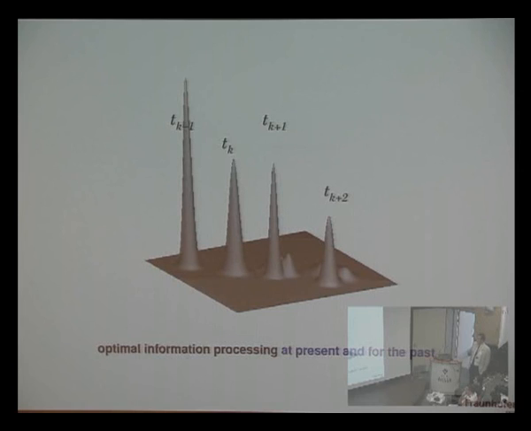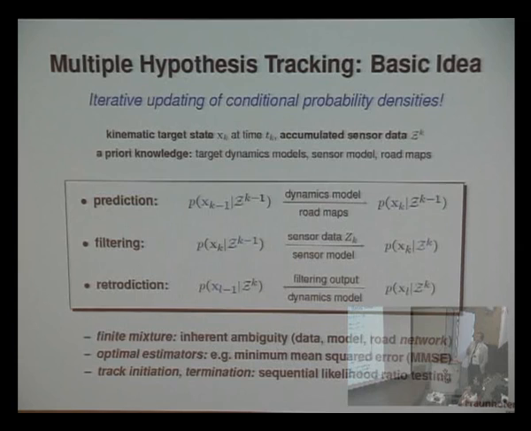So if you apply this, we have here an example of optimal information processing at present and for the past. So that's the general idea. And before I go into the mathematical details, let me sum up first. The sum-up is the lesson that we have learned.